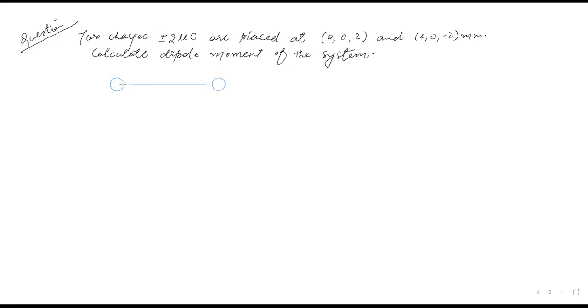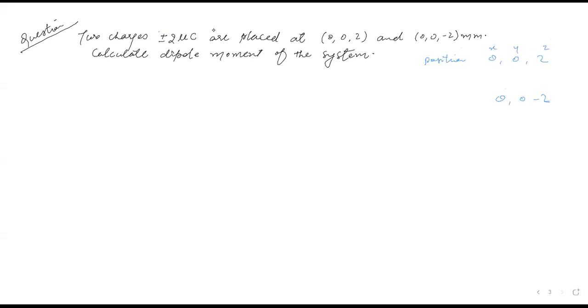The separation between them is also given. The positions of the charges are given as 0, 0, 2. This is your value of x, y and z. Like you can see here, the position is given as 0, 0, 2 and the second pole is given at 0, 0, minus 2. Okay. This is your x, y and z coordinate, right?